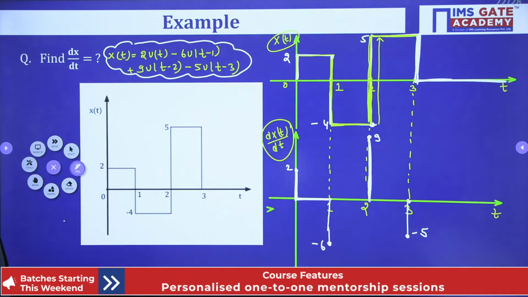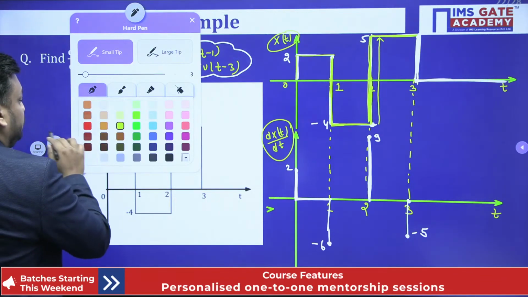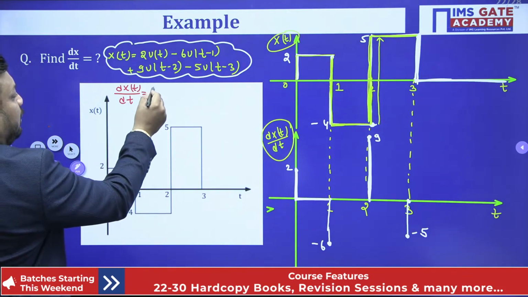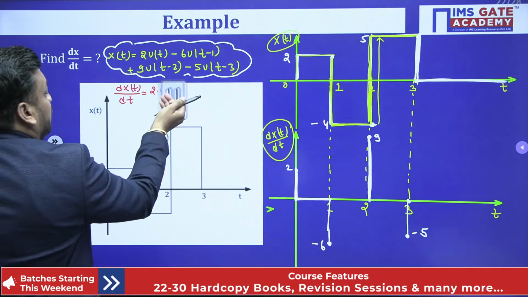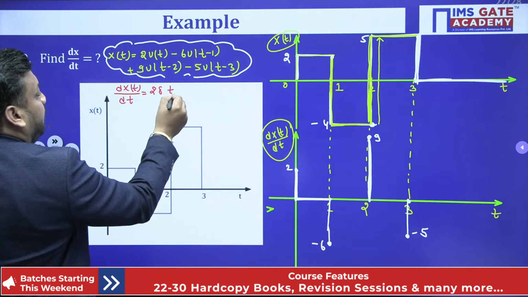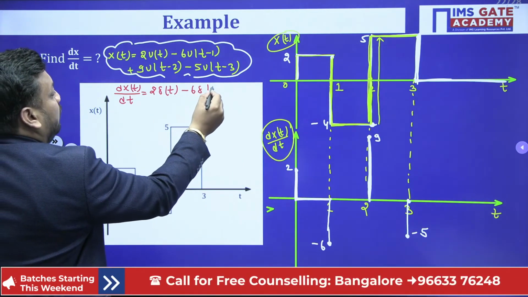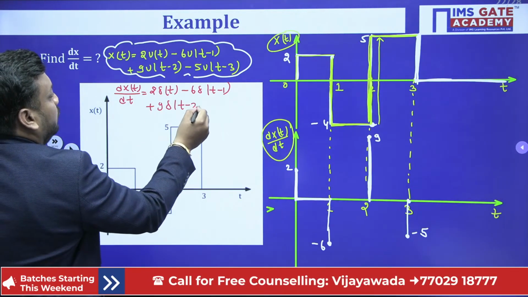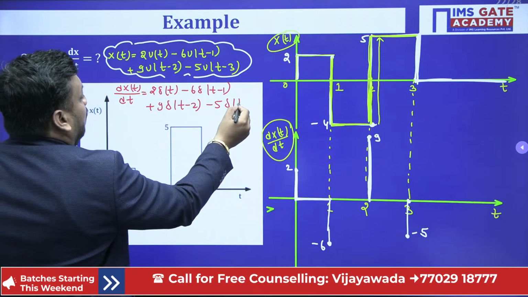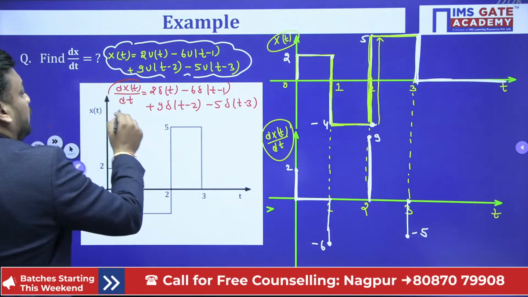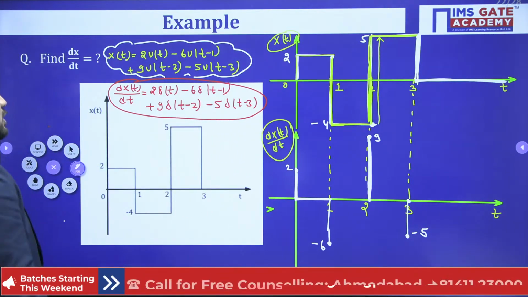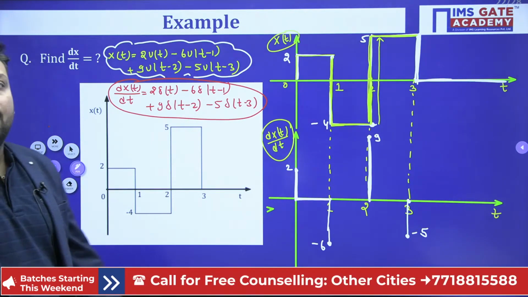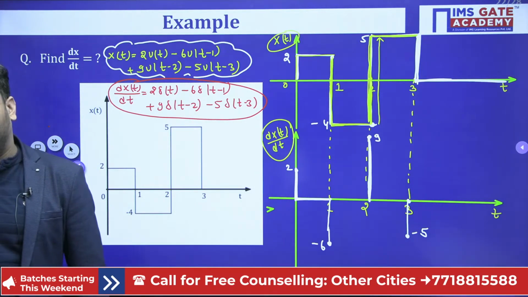Is it clear? And finally, when you differentiate the equation, all the u will be replaced by del. So you will get 2 del(t) minus 6 del(t minus 1) plus 9 del(t minus 2) minus 5 del(t minus 3). So wherever there was u, now it is del. Minus 6 plus 9 minus 5. Shabash. Do reply, guys.